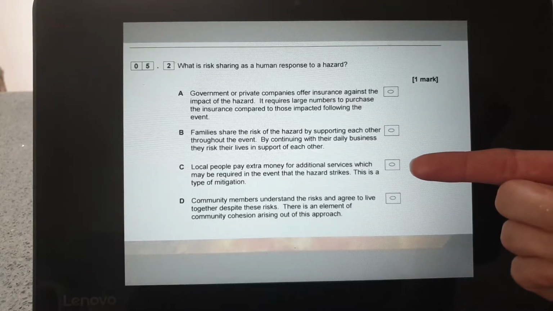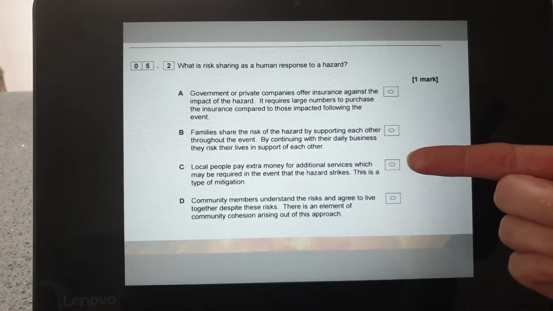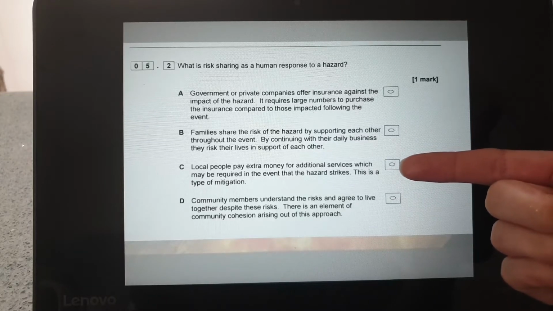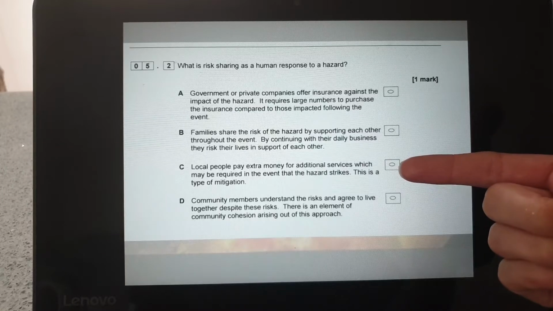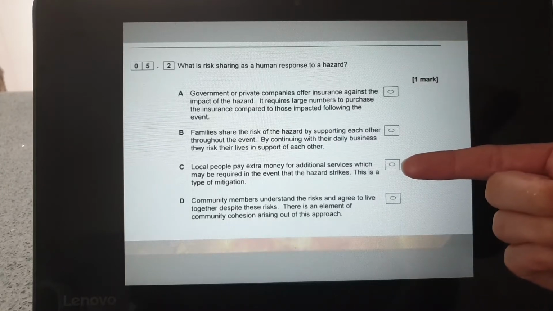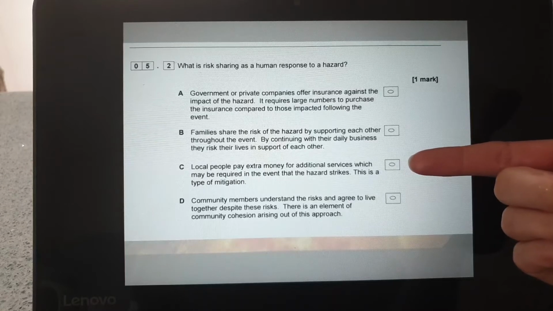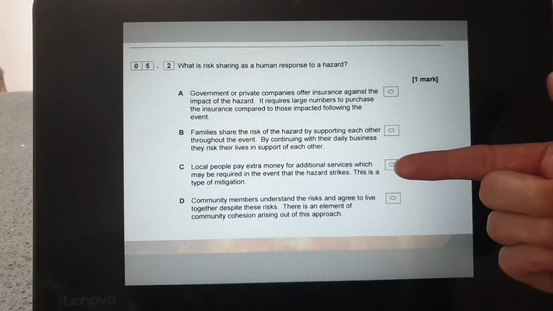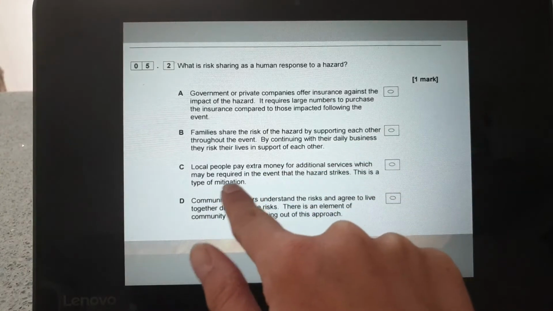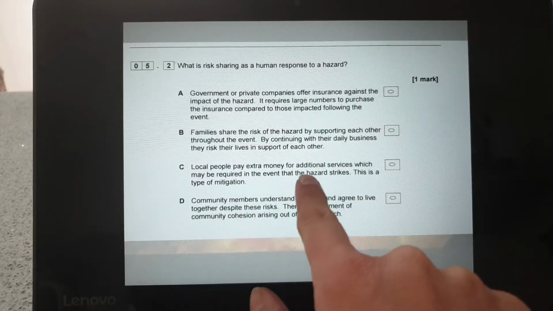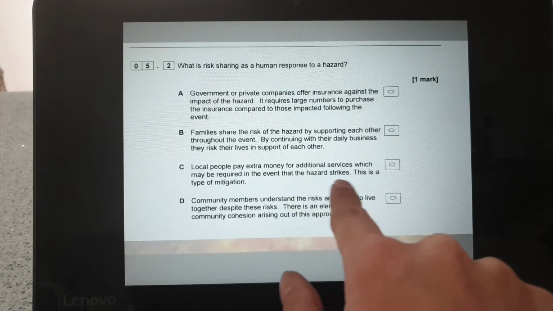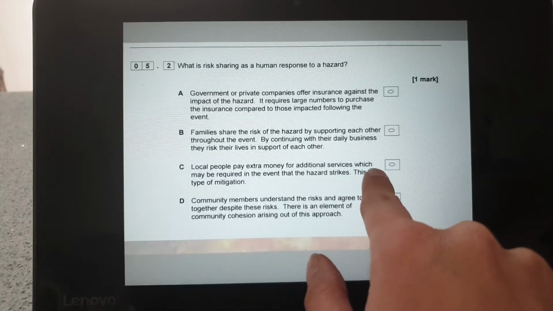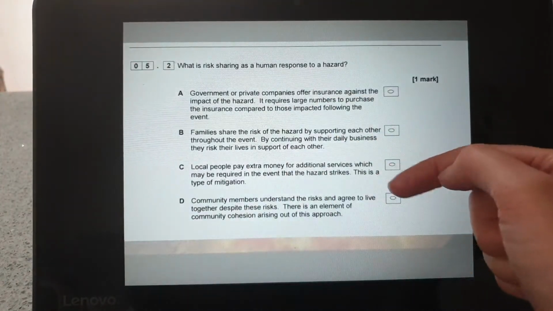Local people pay extra money for additional services which may be required in the event a hazard strikes. It's a type of mitigation. Risk sharing isn't mitigating or stopping it happening. It's essentially saying, if it does happen, what we're going to do about it afterwards. So mitigation is not a type of risk sharing. Mitigation is just a posh way of saying stop it. Additional services actually stopping the hazard happening. It isn't risk sharing, so that'll be a big no.